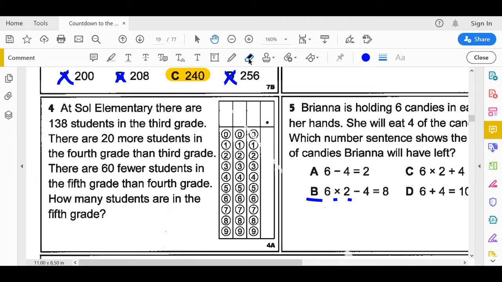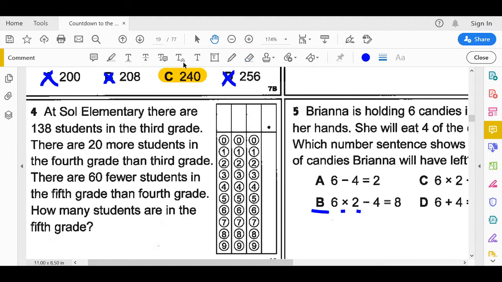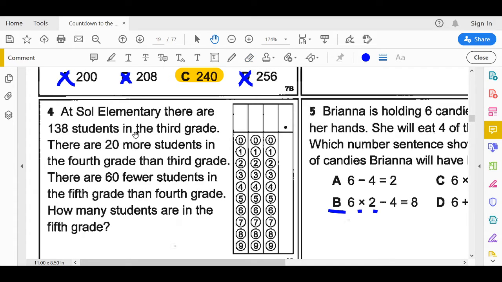At Seoul Elementary, there are 138 students in the 3rd grade. There are 20 more students in the 4th grade than 3rd grade. There are 60 fewer students in the 5th grade than 4th grade. And the question is, how many students are in the 5th grade? Well, that was a little bit of a tricky question, right? So let me see. 138 in 3rd grade.